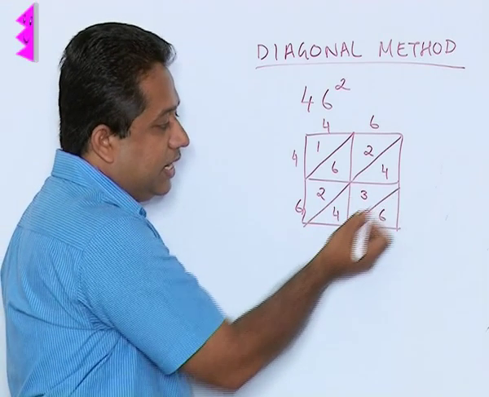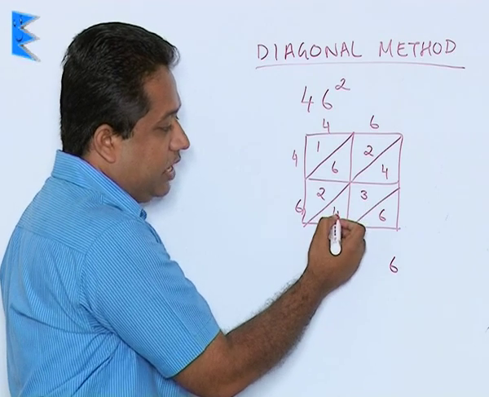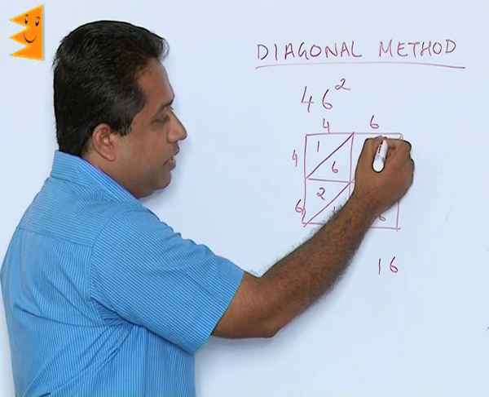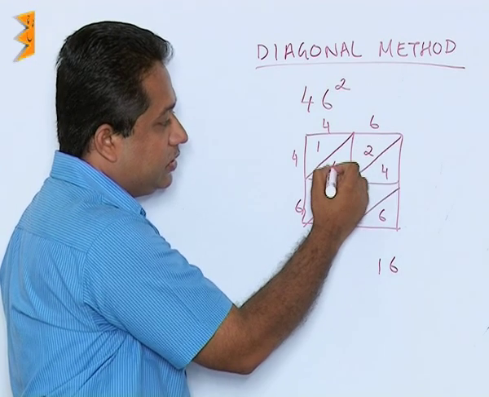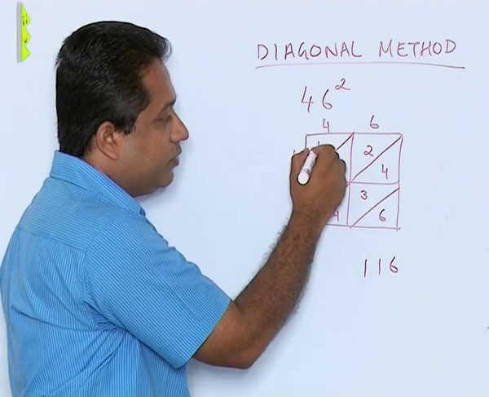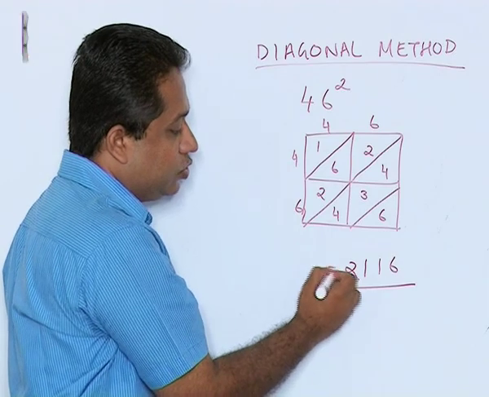Now start adding. The last diagonal is giving us 6. 4 plus 4 is 8. 8 plus 3 is 11. So 1 and 1 carried over. When 1 carried over, 2 plus 1 is 3. 3 plus 6, 9. 9 plus 2 is 11. 1 and 1 carried over. Already there is 1 there. So 1 plus 1 becomes 2. So I can say that the answer is 2116.